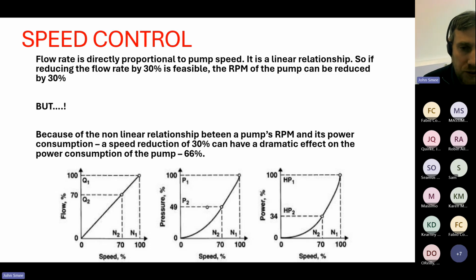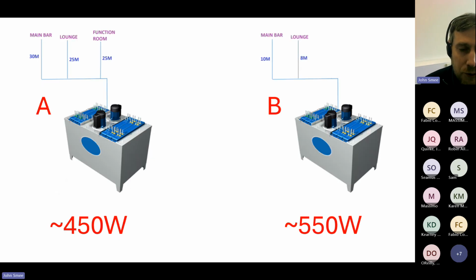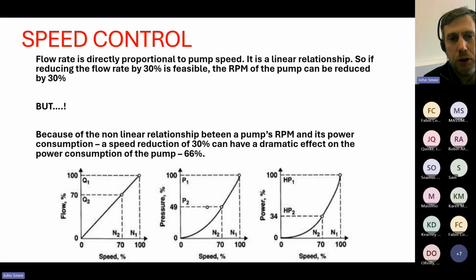So clearly speed control is the answer here. Now, if you don't have speed control, you can actually just put resistance into this line in the form of valves, and that will reduce your power consumption. The optimum scenario is speed control.